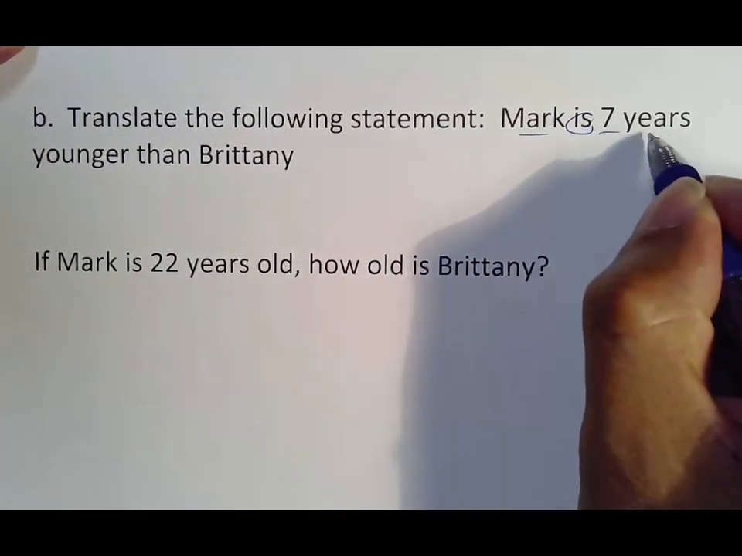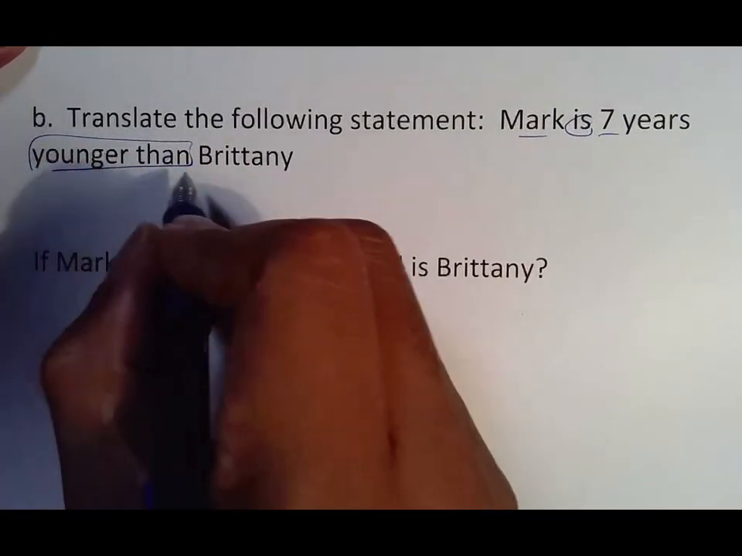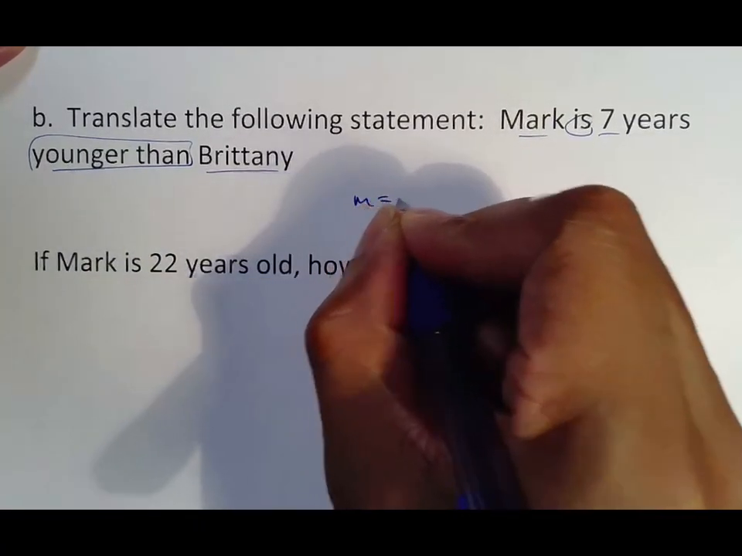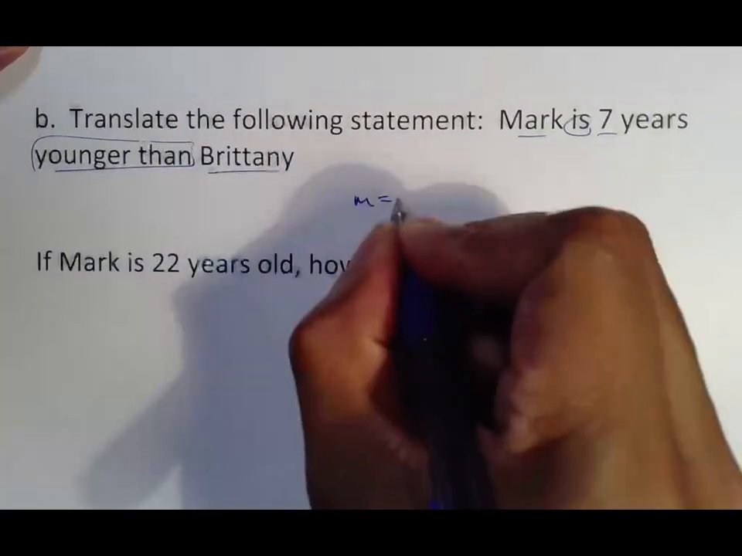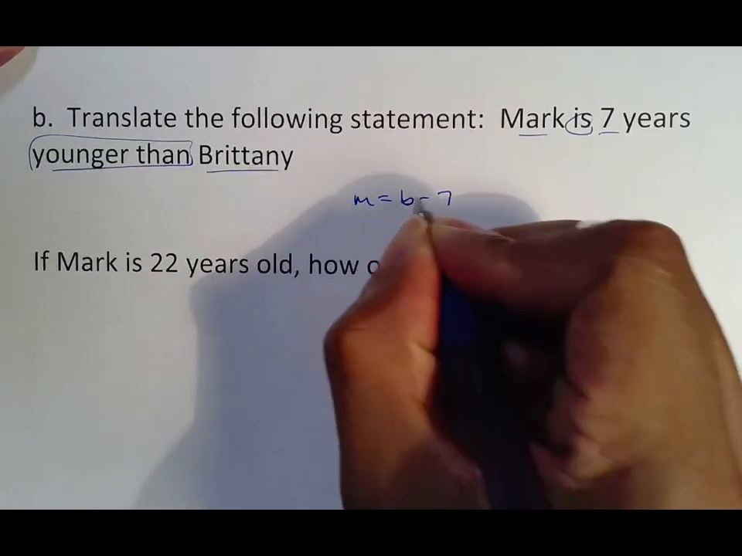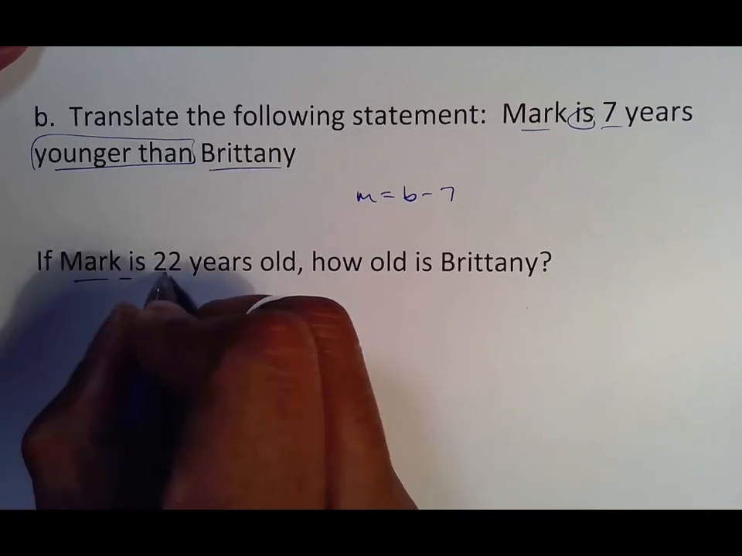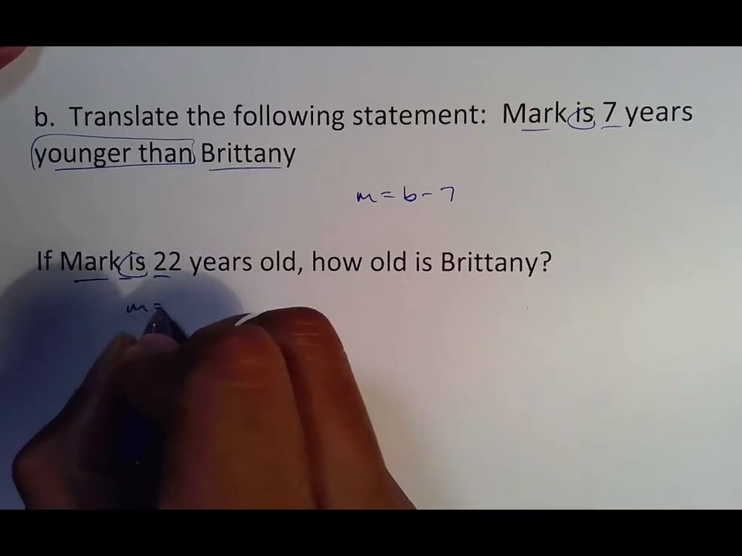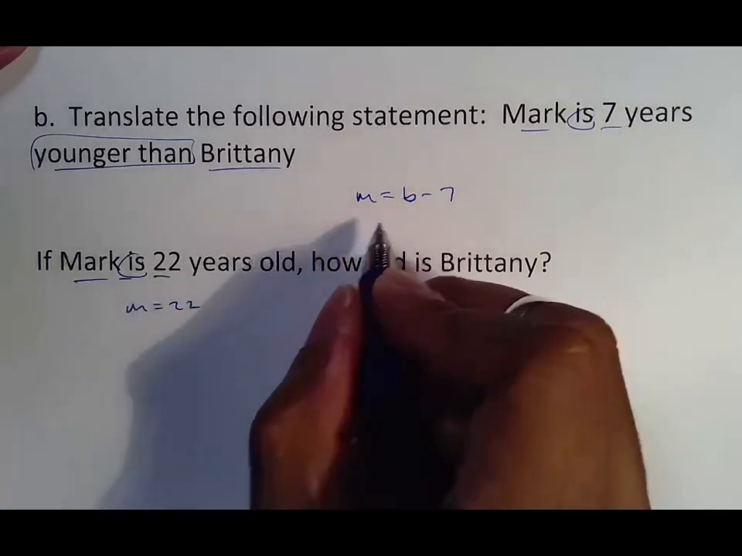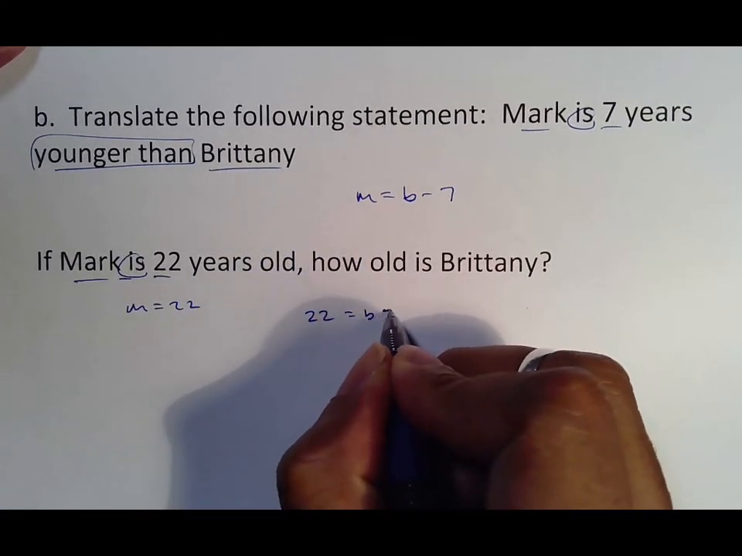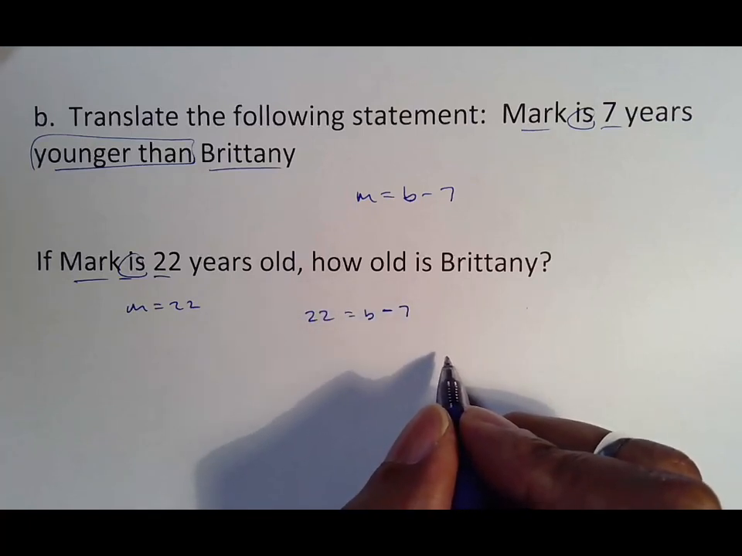Mark is, and again, I'm not taking a long time on this part because if you're here, that means you should have already gotten the translation part. So Mark is 7 years younger than, which means subtract 7 from Brittany. Plus, it's the same equations that you've had every day. If Mark is 22, so M equals 22, which means put 22 for M. Again, because that M's by itself, I'm not going to use parentheses. But look at what we do here.